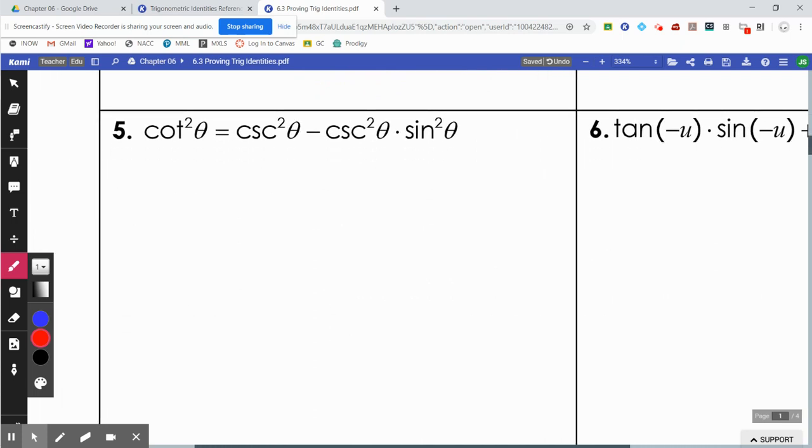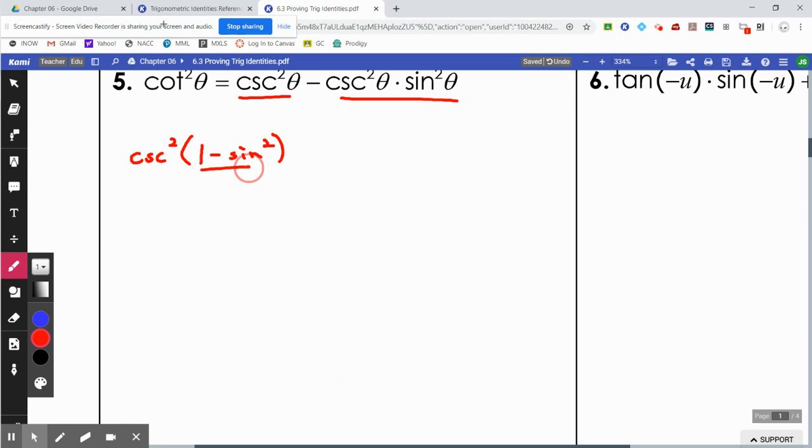Number 5. Obviously, the right side is the more complicated side. I have 2 terms. They both have cosecant. So let's go ahead and factor out that cosecant squared. You're left with 1 minus sine squared. I know that 1 minus sine squared is a Pythagorean identity, and that I can replace it with cosine squared.